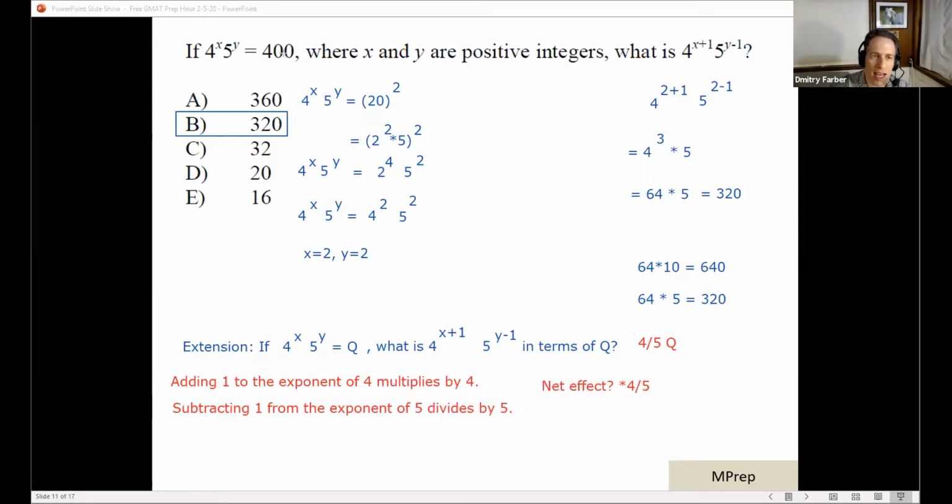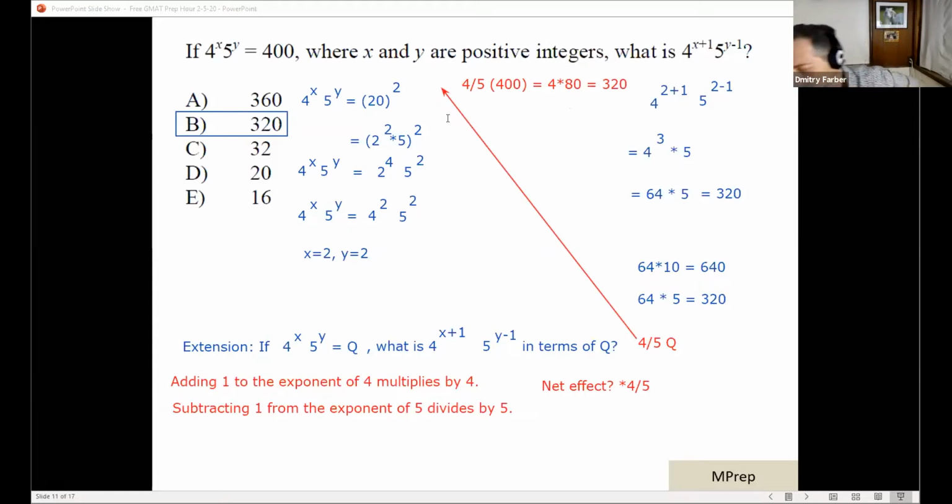I don't actually care what x and y are. It doesn't matter at all, and that's what I want to stress here. If we did all this work, we should be proud of our abilities, but we want to not do it. Because if I can just say, oh, 4/5 q, my answer is just going to be 4/5 of 400. A fifth of 400 is 80. 4 times 80 is 320, and I'm done. I do not need to find the values.